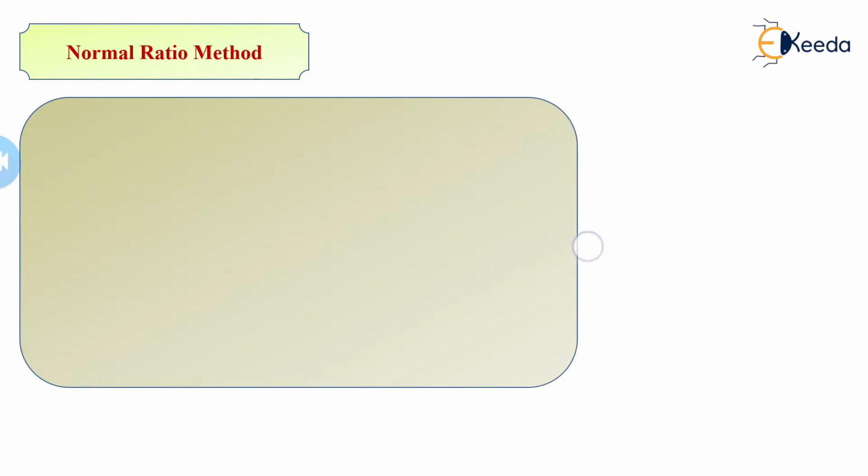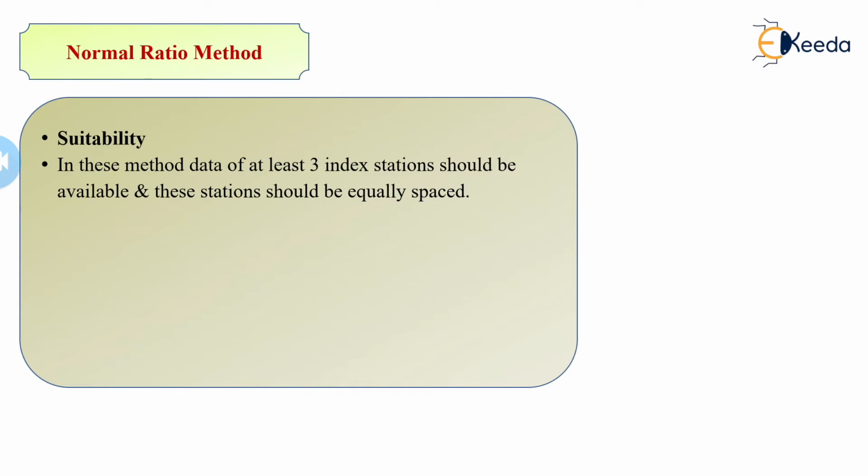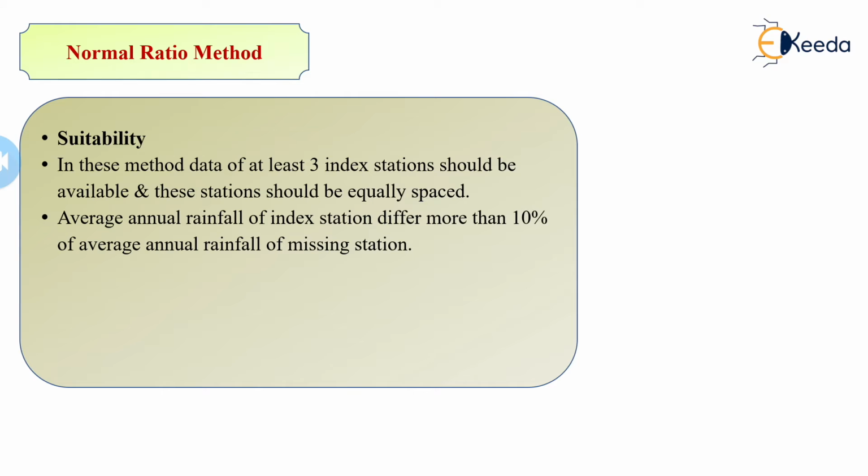Next method is the normal ratio method. So its suitability is, in this method also, data of at least 3 index stations should be available and these should be equally spaced. But the average annual rainfall of an index station should differ by more than 10% of the average annual rainfall of the missing station. So this is the condition. Based on this condition, we are using this normal ratio method.